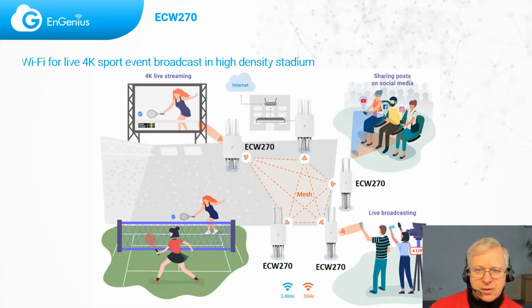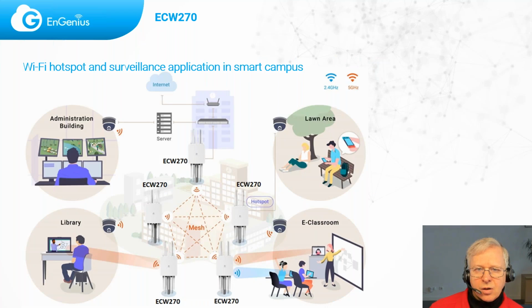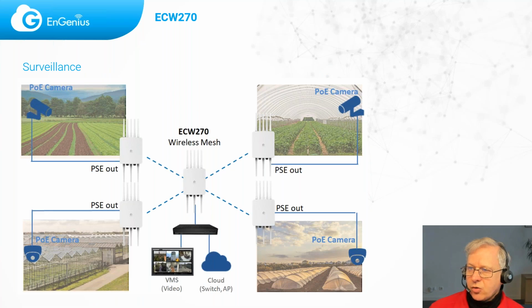And we have some pretty layout pictures for this. So 4K streaming with a mesh between the devices. Wi-Fi hotspots on a camping site. Smart campus. Again, similar things. And also, if you want to do surveillance with cameras, you can do that. And note that because of the PoE out, you can put on the PoE cameras directly to it.